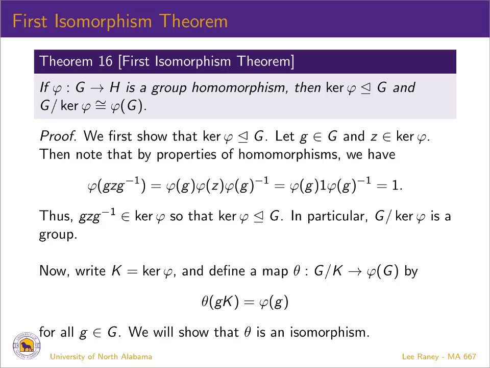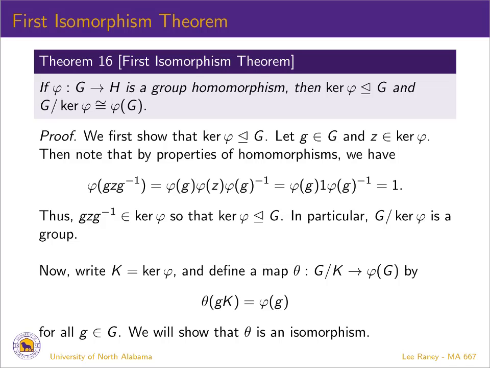All right, so let's write K equals the kernel of phi, and we're going to define a map, say theta, from G over K to phi(G). Theta takes an arbitrary coset represented by little g, so gK, and it just applies the map that we're given, phi, to a coset representative. This is defined for all g in G, and we're hoping to show that this map theta is an isomorphism.